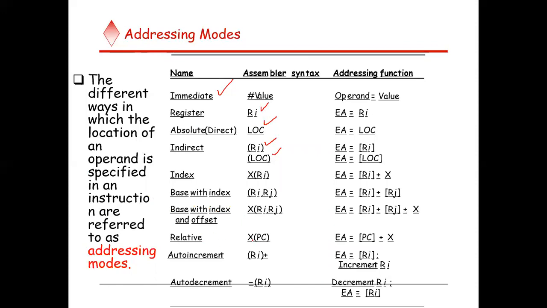Then the relative addressing mode X(PC): instead of an index register we use the program counter in the index addressing mode. That is called relative addressing mode, where we calculate the operand location with respect to the program counter, and we write it as X(PC). Then auto increment and auto decrement. In auto increment, you first access the data, then you increment the register content. In auto decrement, first you decrement the register content, then from that decremented register content you access the data.